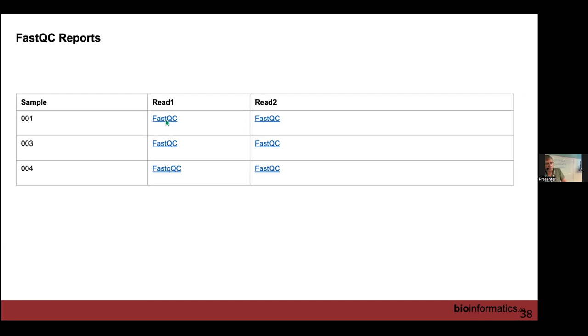GC content, and I'll come down over here. We looked at the overrepresented sequences and adapter contamination in the original file. In the enriched file, we see definite appearance of some of the Illumina adapters, both on this profile and this profile.